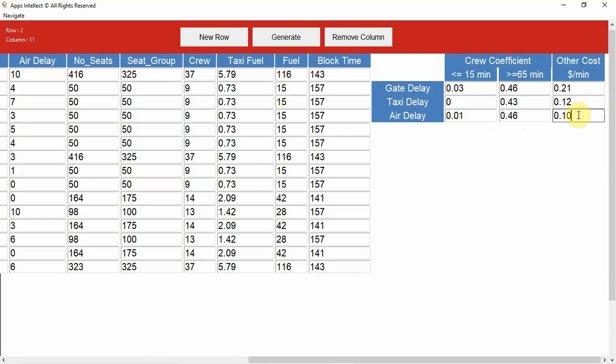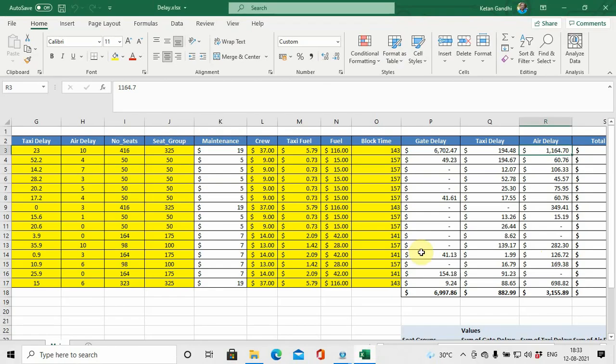Here also the same formula is used where the air delay is equal to the coefficient of the fuel. Coefficient of the fuel is taken as 1, and then it will multiply with the fuel burn rate, and then it will have the crew coefficient of 0.01, and then the crew cost, which was $37 per minute, and 0.10 as additional other cost. So this is the way it is calculated, and we'll look into the air delay figure.